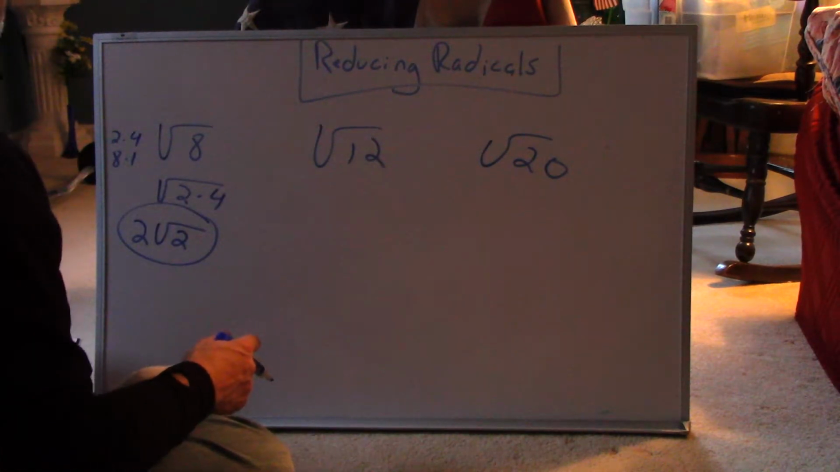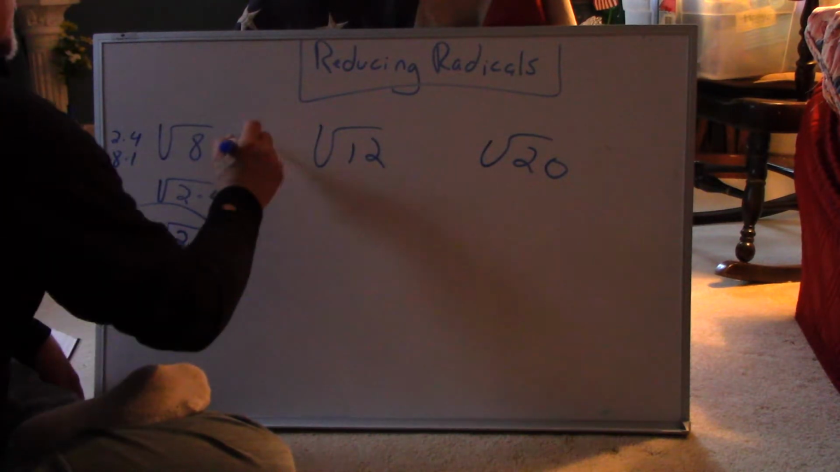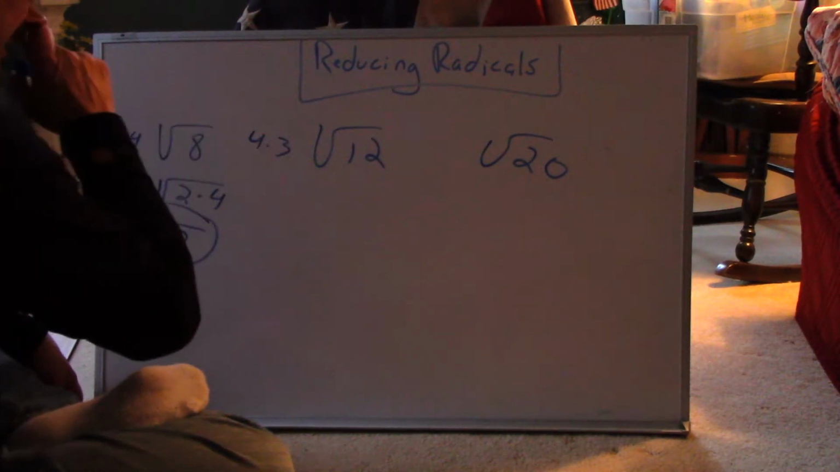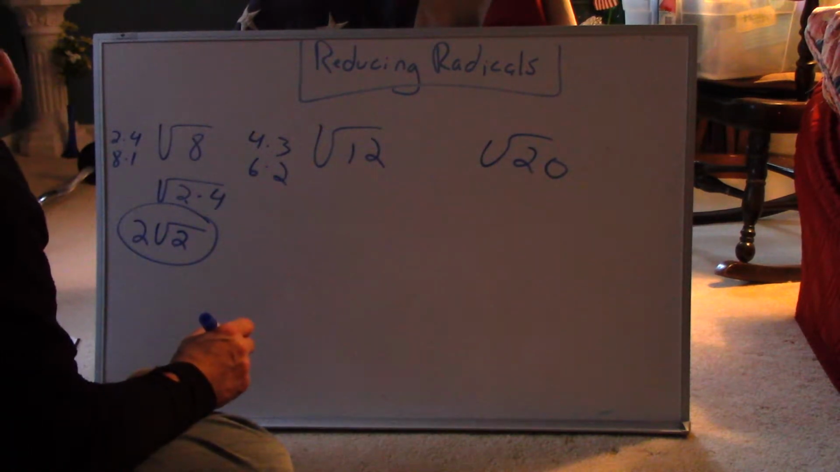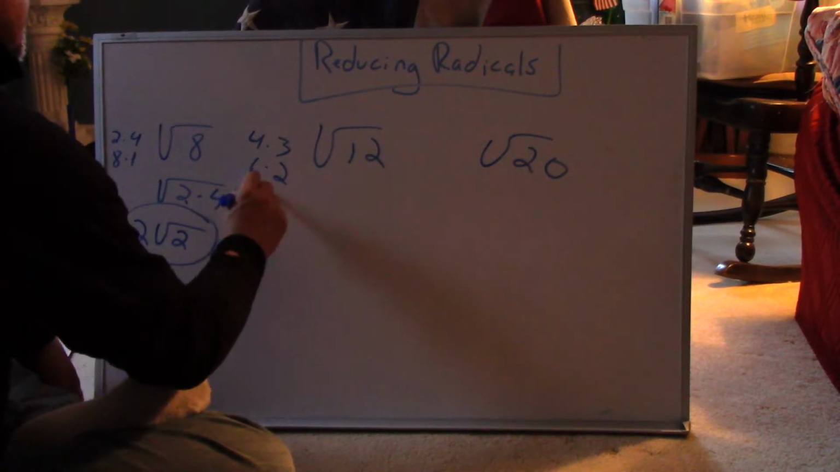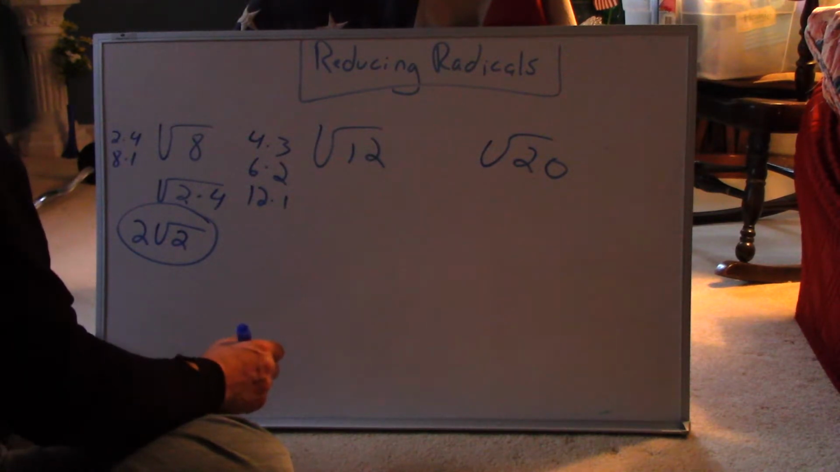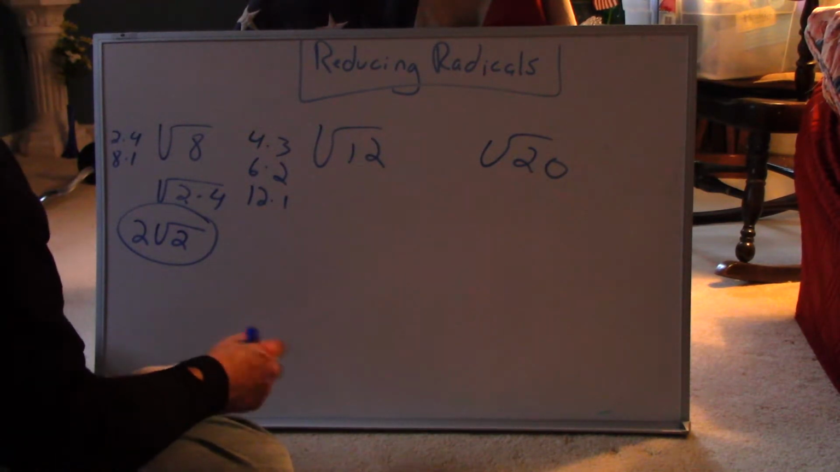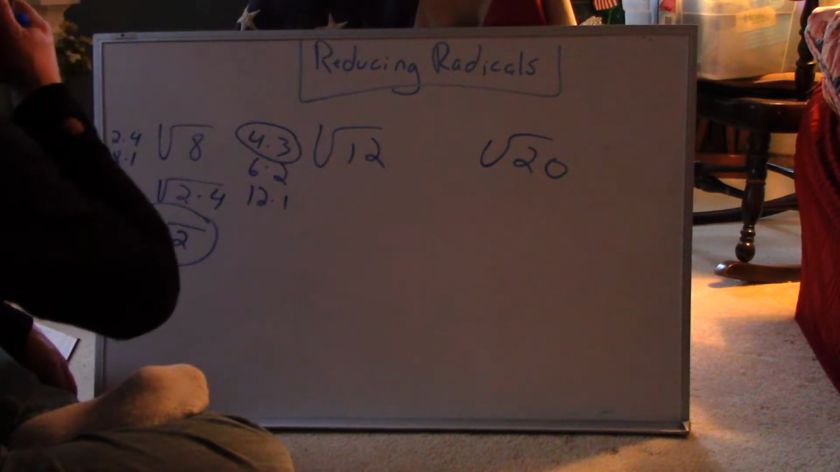Radical 12. Now I say to myself, what are the factors of 12? And which one is an even square root? Now you might be thinking at home, well, I know it already. All right, well, just play along, because not every student is the same. Not every student is strong. 4 times 3, 6 times 2, 12 times 1. Okay. I look at this and I see my even square root.